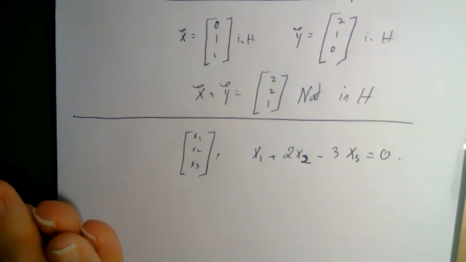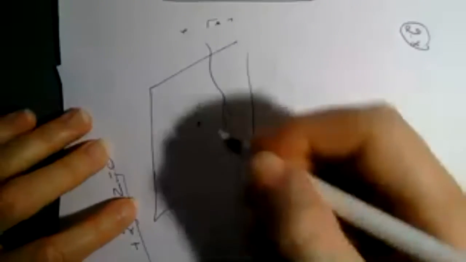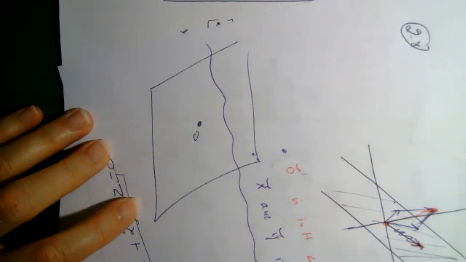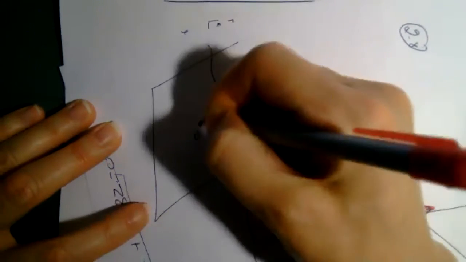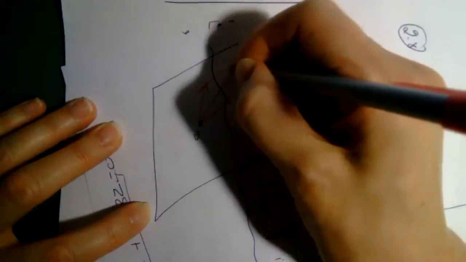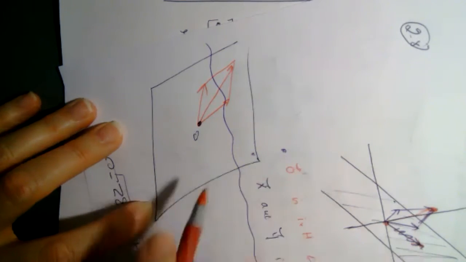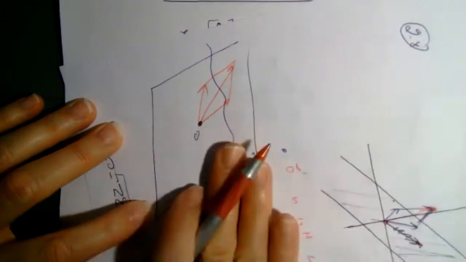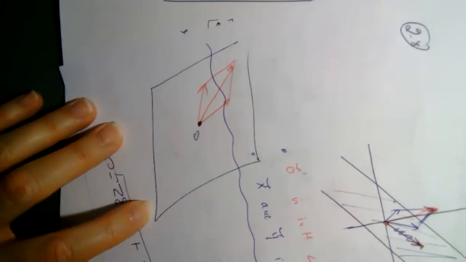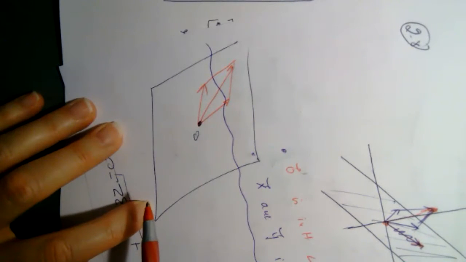If you have a plane through the origin, just a simple plane in R3, it contains 0. If I take 2 vectors within the plane and add them, is there any way I can leave the plane geometrically? If my 2 vectors are on this flat surface, when I add them I have to stay on this flat surface. There is no way I can leave it. So if x and y are in H, their sum has to be in H.